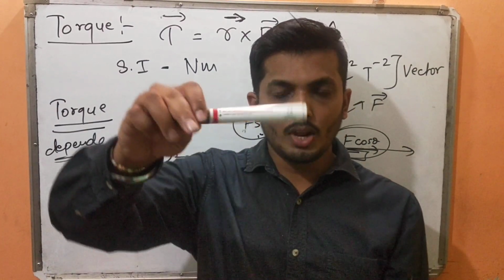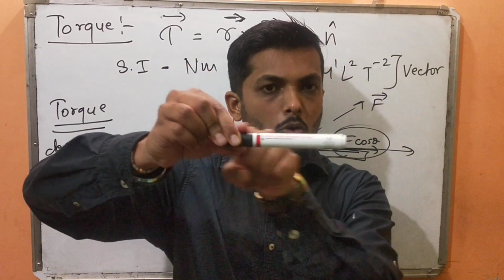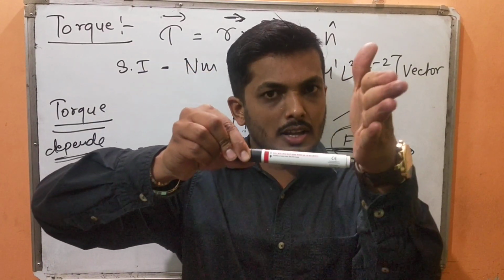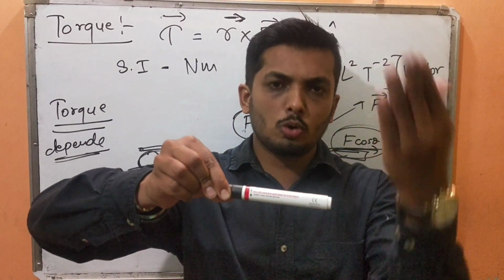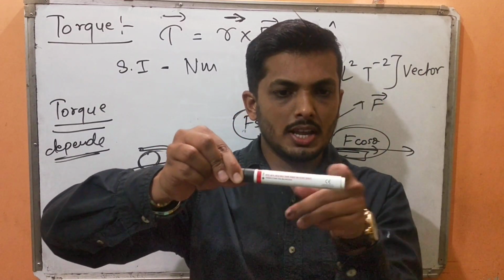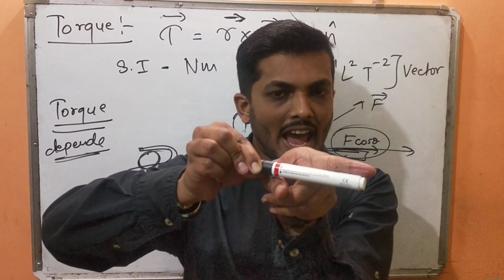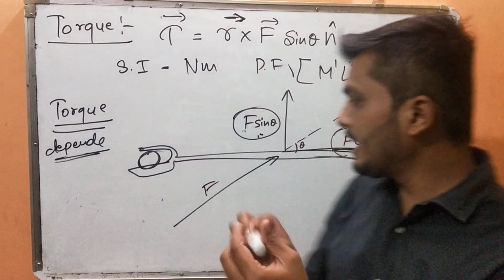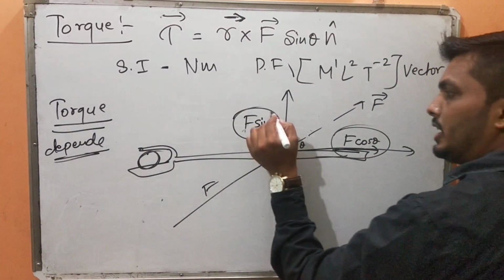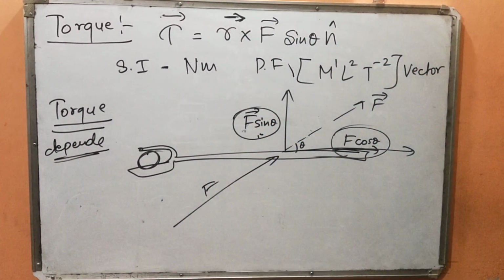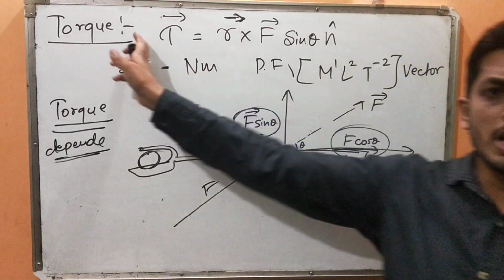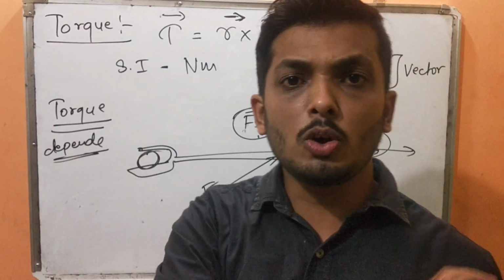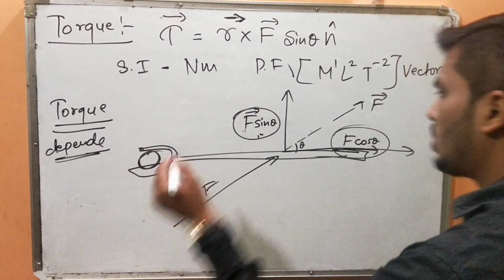See here, if the force and R are perpendicular, then only will the rotational effect be more. Are you understanding? If I go on decreasing the angle, then the turning effect will be less. So it depends upon the angle also. And which component? It depends upon sine theta. F cos theta has nothing to do with the torque, because the horizontal component will contribute nothing to this torque.